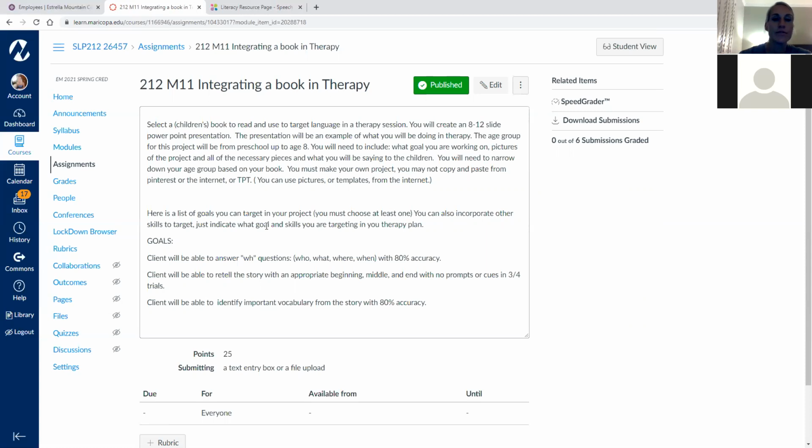So I like this, and I put 8 to 12. This is what I want to know. Can you pick a book? Can you use the book to incorporate this goal target? So pick a book. How are you going to facilitate answering questions? Pick a book. How are you going to facilitate retelling the story?